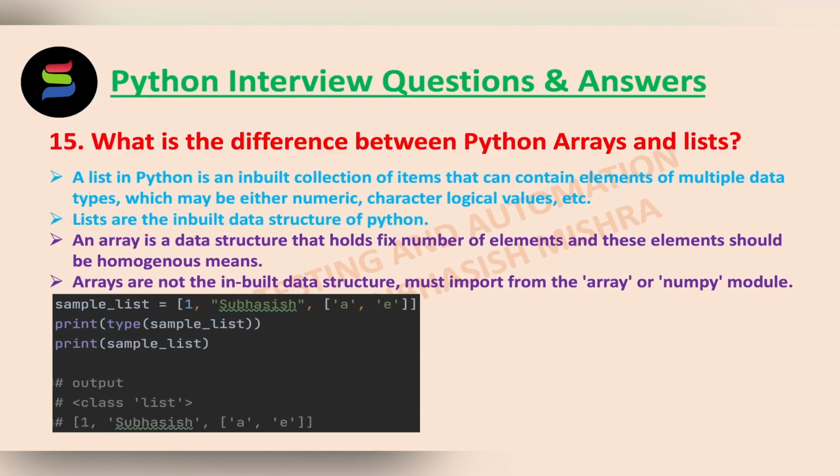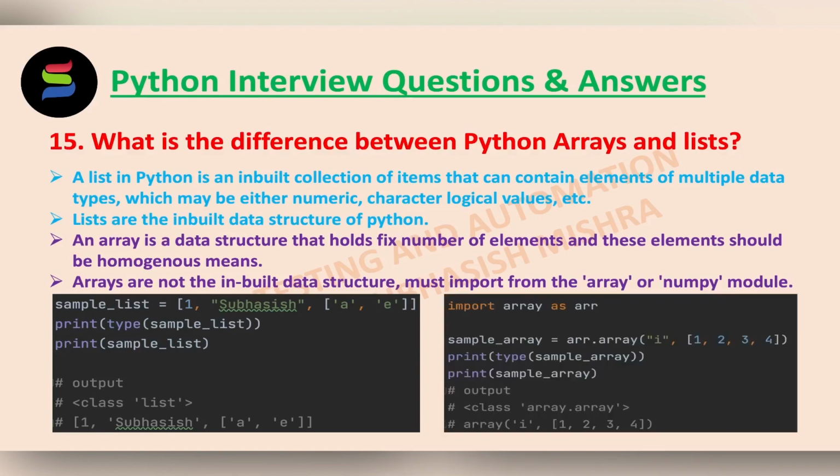Arrays are not inbuilt data structures readily available in Python. You must import the array from the array or numpy module. It is also square bracketed, mutable and ordered. So, here you see an example.